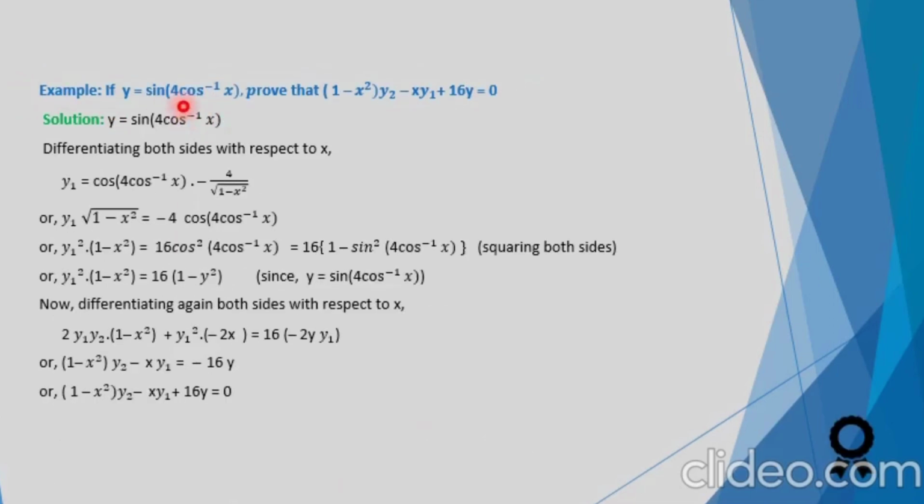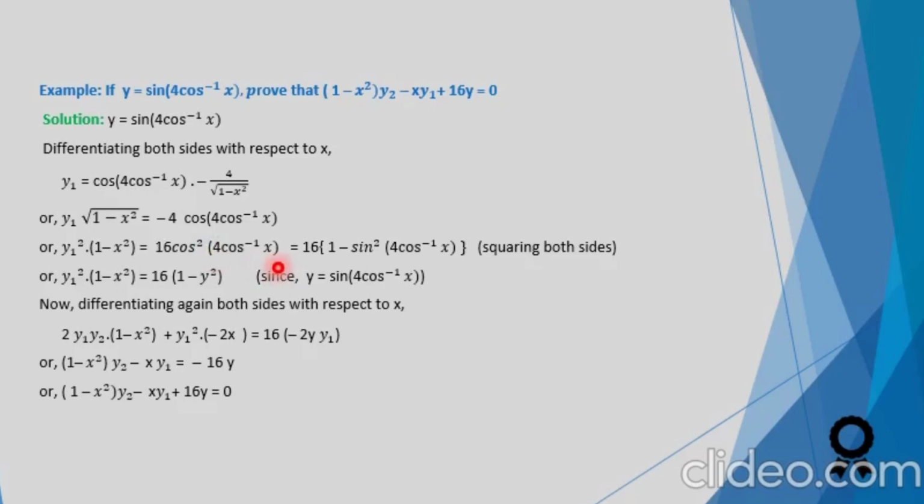This is the last example, and as in the previous example, here we have to prove something. The function is y equal to sin (4 cos inverse x). Now differentiating both sides with respect to x, we get dy dx, that is y1, equal to derivative of sin x is cos x. Therefore, derivative of sin (4 cos inverse x) is cos (4 cos inverse x) into derivative of 4 cos inverse x, that is minus 4 by root over 1 minus x square. Now we can write y1 into root over 1 minus x square equal to minus 4 into cos (4 cos inverse x). Now squaring both sides, we get y1 square into (1 minus x square) equal to 16 cos square (4 cos inverse x).